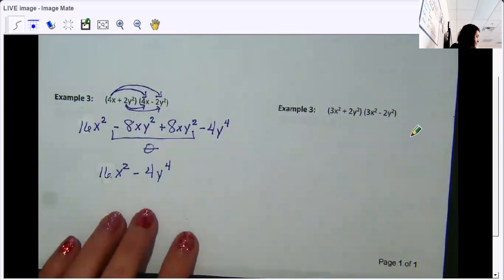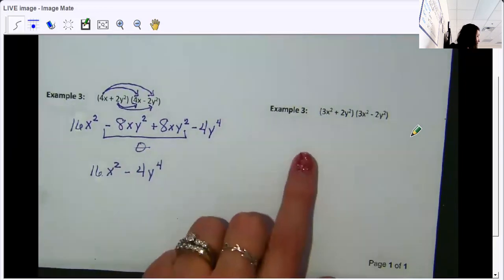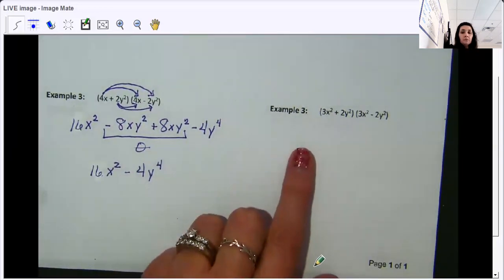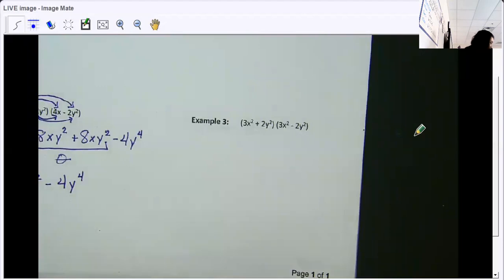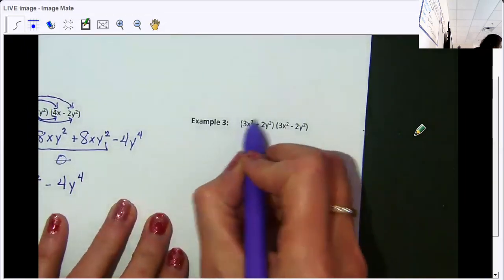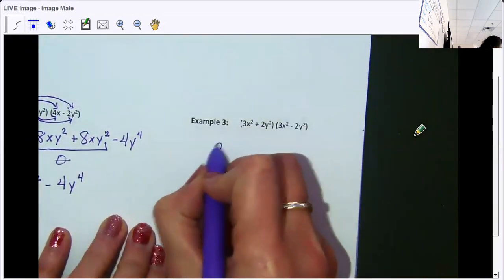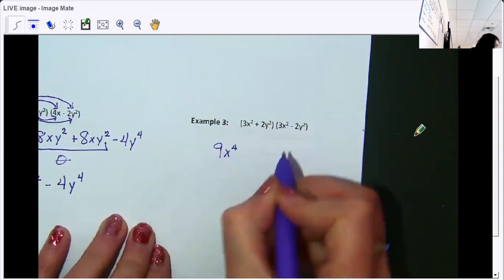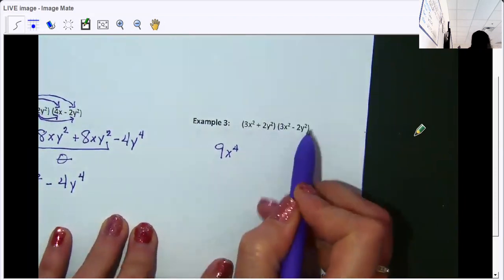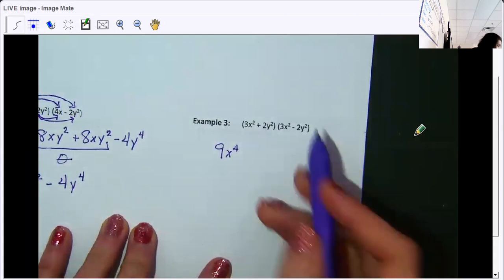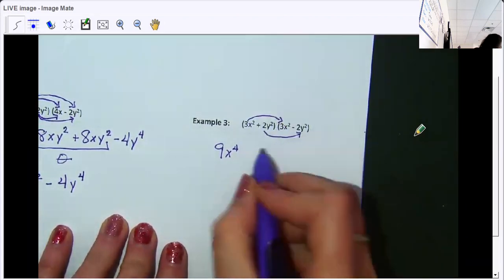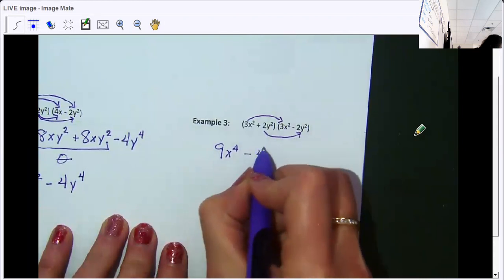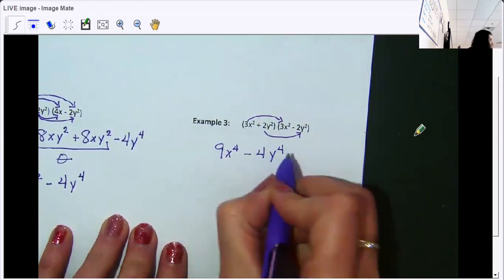Okay. All right, I want you to go ahead and do example 3 on your own. Okay, so this last problem, you should have gotten 9x to the 4th. And we know the pattern because they're conjugates, those two middle terms are going to cancel out. So I'm just going to multiply this one and I'm going to multiply this one. And I get minus 4y to the 4th.